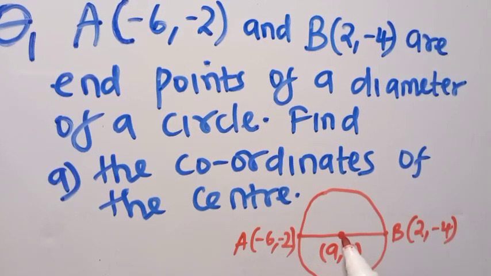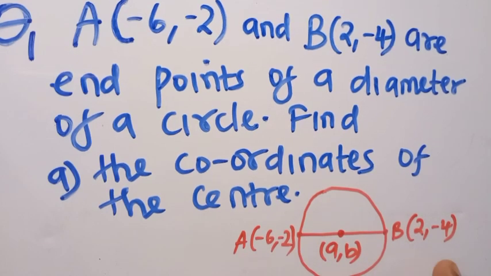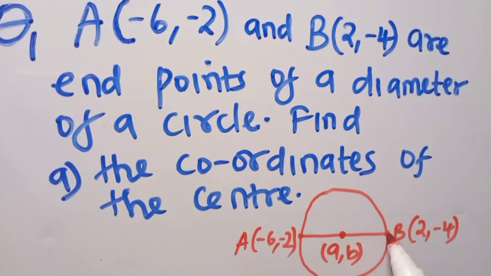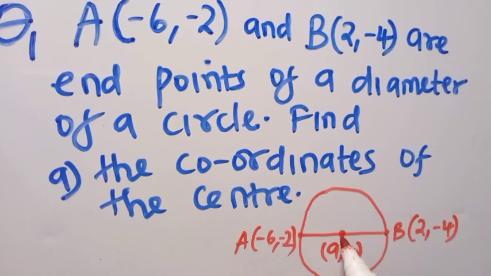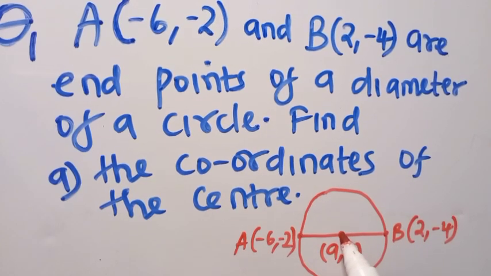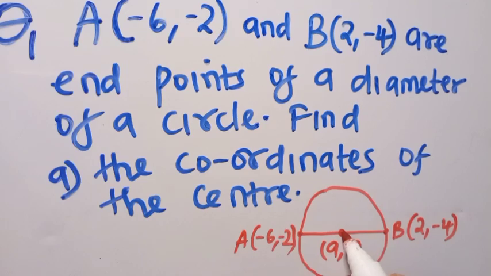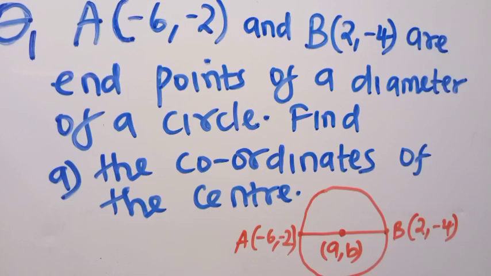Now we need to find the center. For us to find the center, it is just the midpoint of the diameter, because this is a straight line that connects point A to point B. Therefore, we shall find the midpoint of this line. The midpoint of this line will give us the coordinates of the center of this circle.